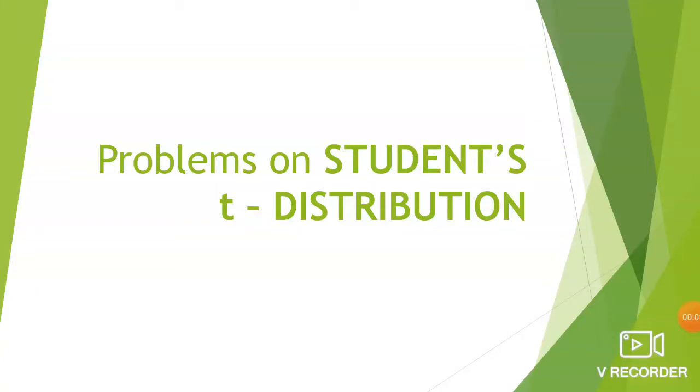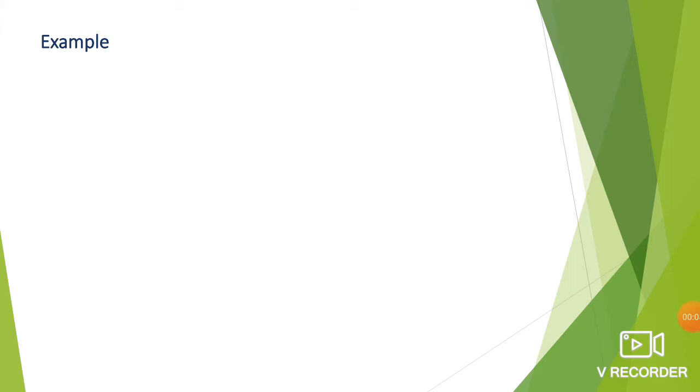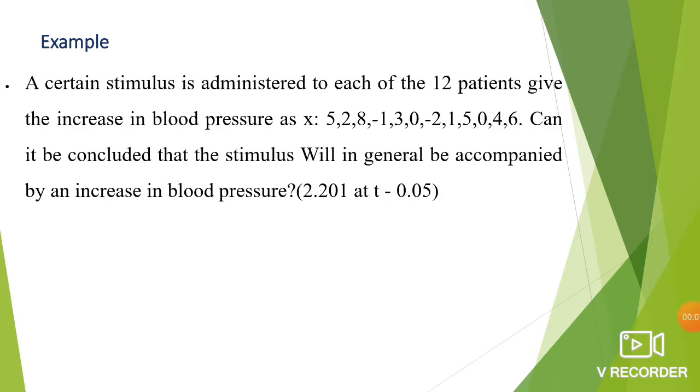Problems on students' T distribution. First problem. A certain stimulus administered to each of 12 patients gives the increase in blood pressure as x equal to 5, 2, etc. Can it be concluded that the stimulus will be generally accompanied by an increase in blood pressure? The T value given is 2.201.